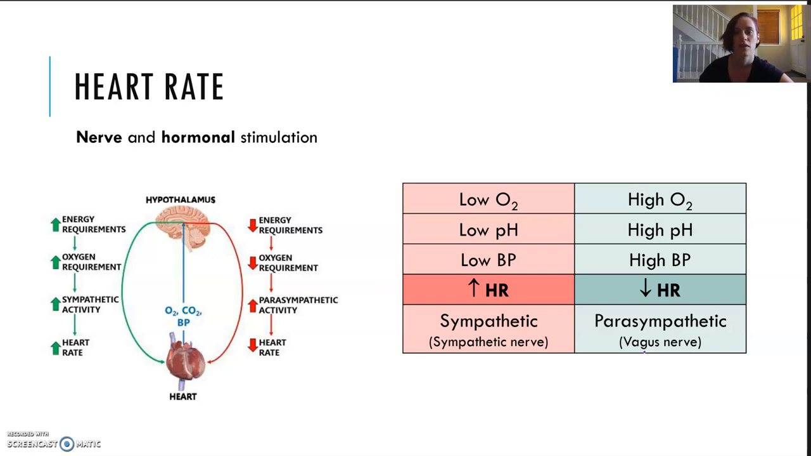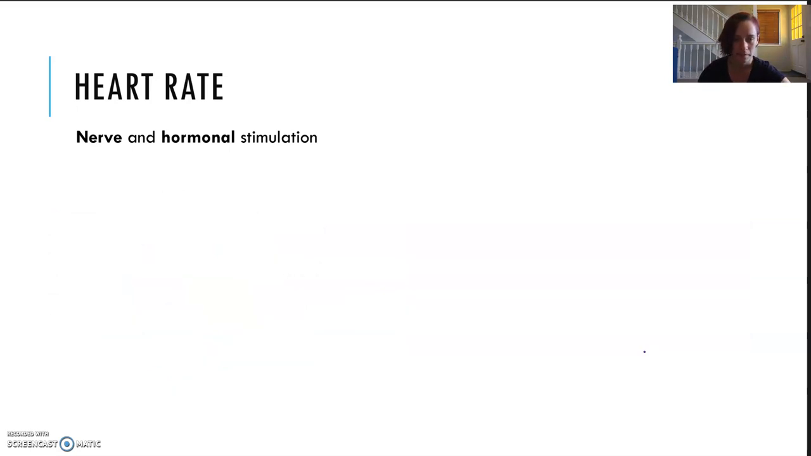If the opposite is true, if it senses, yeah, we've got enough oxygen, the pH is starting to increase and the blood pressure is starting to increase, just take it down a notch. It can lower the heart rate, and that's through a parasympathetic nervous system response through the vagus nerve. So the sympathetic nervous system kind of keeps you up and about. The parasympathetic system lets you wind down and lowers all those functions that you might need.